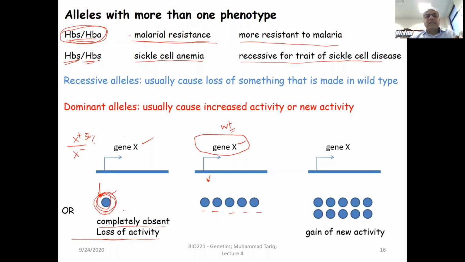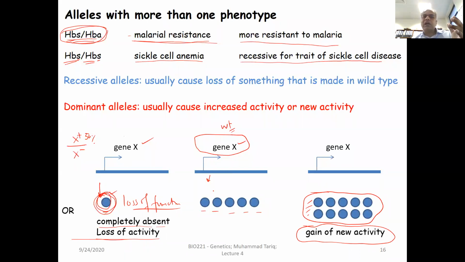We also call this loss of activity or loss of function mutation. The other state can be due to mutagenesis, you have a mutation in which there is hyperproductivity of this protein, and you see now much more protein is there. We call this gain of new activity. So this protein, which is abundantly being produced as compared to wild type, not only performs this function, but it acquires another function as well, and we call this gain of function mutation.